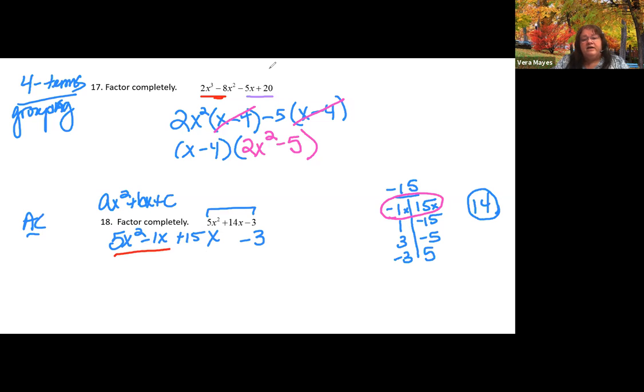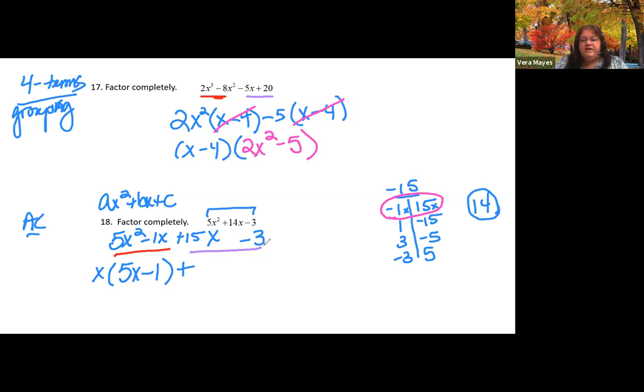So now I can use grouping like I did on the one right above it. I look only at the first 2 terms and ask myself, what do you have in common? Well, a 5 and a 1 don't have anything in common, but they both have x's. So I can factor an x to the front. If I take 1 x out of each term, that leaves me with a 5x. 1x divided by x leaves me with a -1. Bring the next sign straight down.